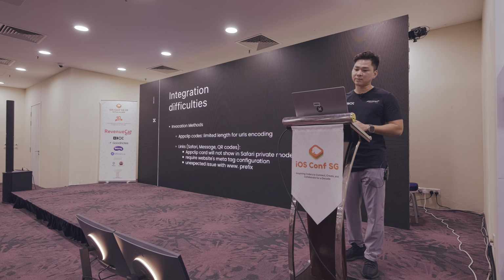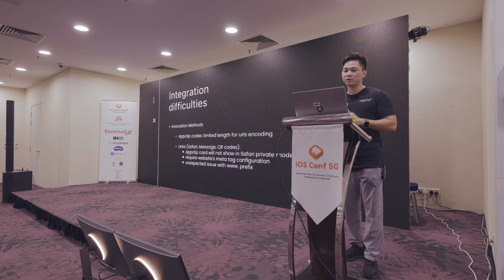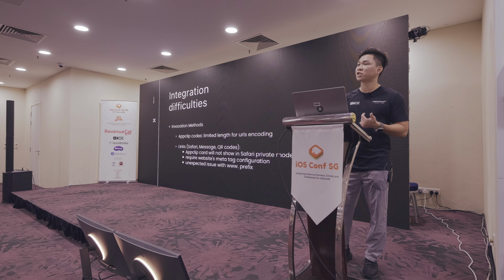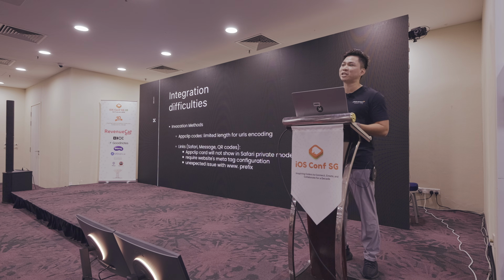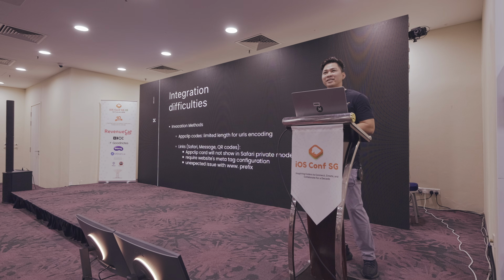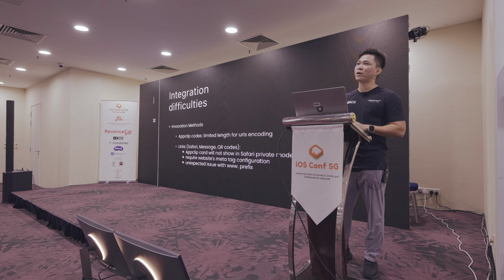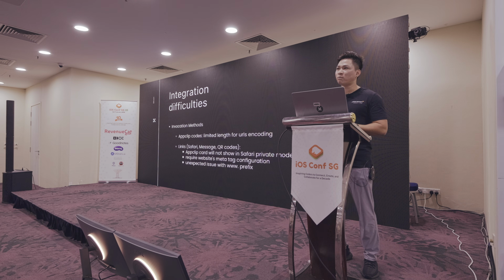The next thing is about the link that we are using for Safari message or QR code. So the AppClip card: some of you, when you scanned the QR code just now, will not be able to see it because you are using private mode. No one talked about it until we found it. Only when you switch to the normal tab will you see the AppClip card.